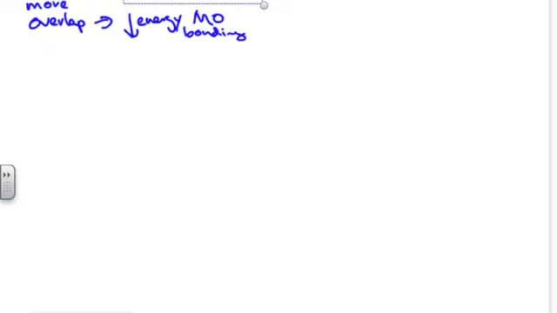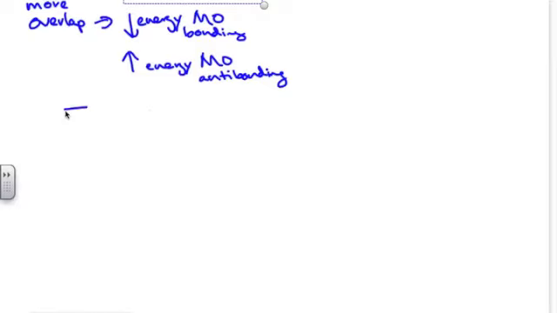But also, the more overlap creates lower energy molecular orbitals, or I should say bonding molecular orbitals, but higher energy anti-bonding molecular orbitals. So why am I bringing up overlap?